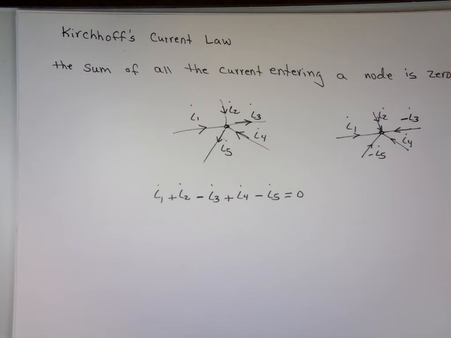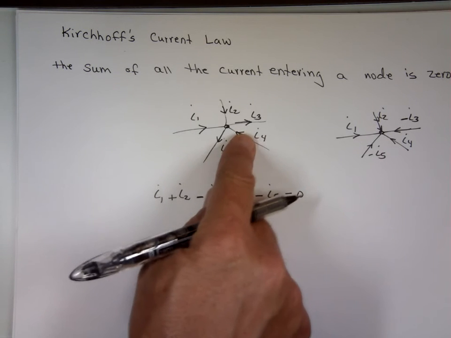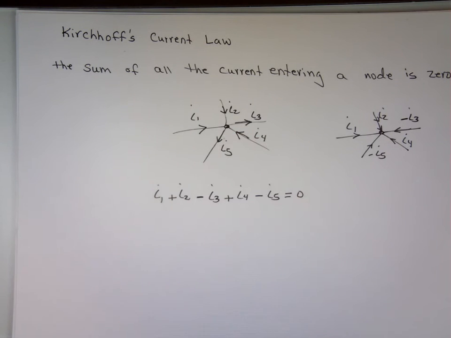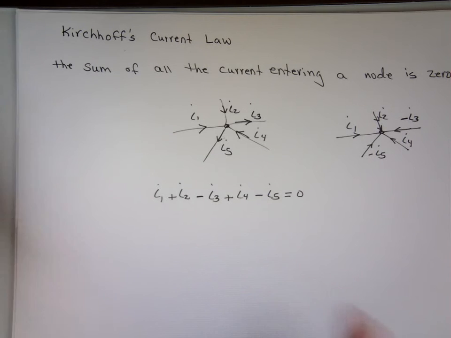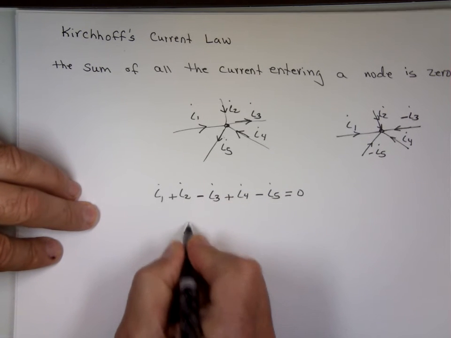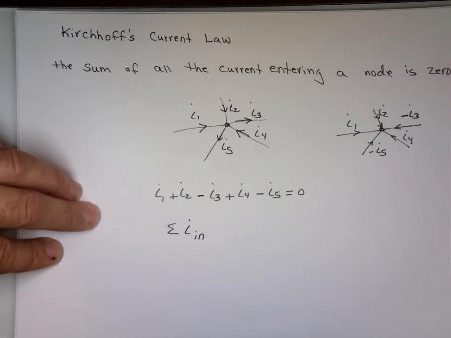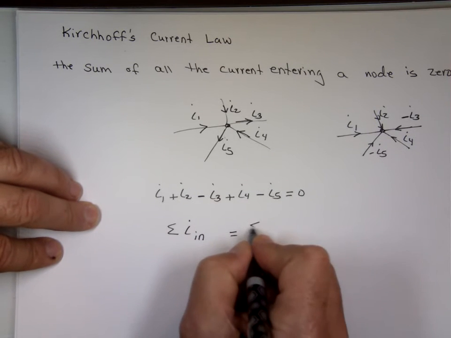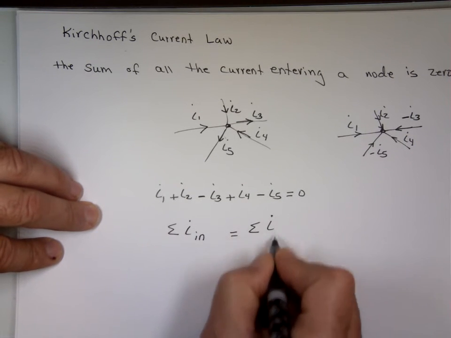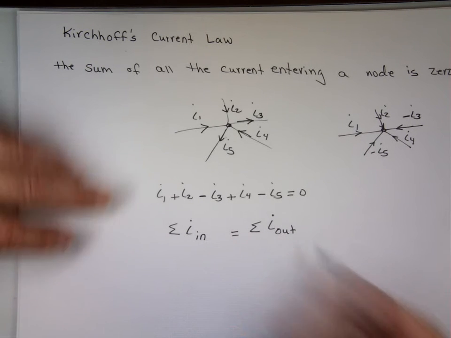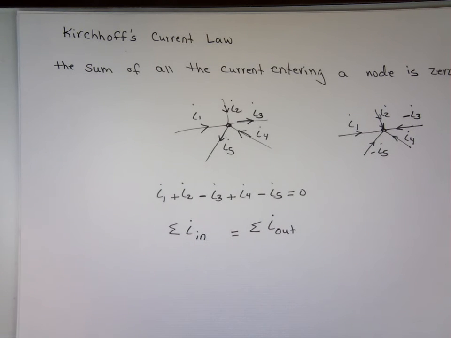Now, I don't want to reverse the direction every time I see a problem like this. So what I always say, which is the same thing, is that the current going into the node, if you add them all, should equal the algebraic sum of all the current leaving that node. That's another way of saying it. The math is exactly the same.